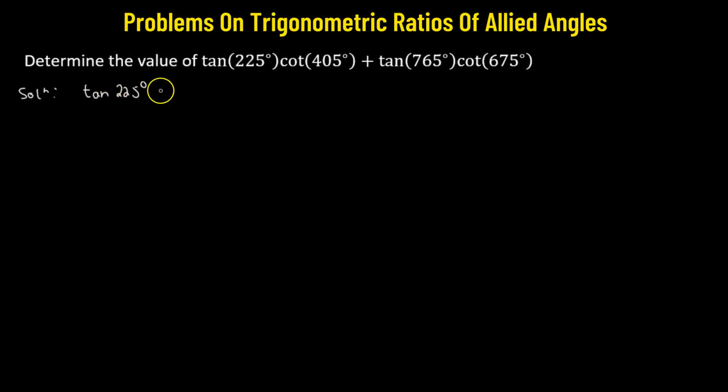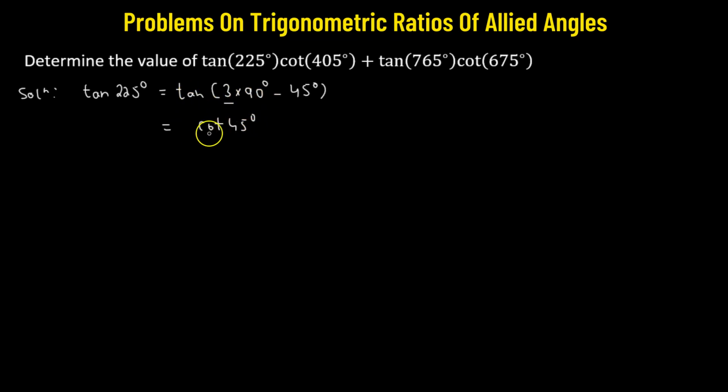Now we can rewrite 225 degrees as a multiple of 90 degrees. That means we know that 3 times 90 degrees is 270 degrees. But we have exceeded 225 by 45 degrees, so we're going to subtract 45 degrees from it. Now tangent of 3 times 90 degrees minus 45 is going to give us cotangent of 45 degrees. That's because we have an odd multiple of 90 degrees. Whenever we have an odd multiple of 90 degrees, tangent converts to cotangent.